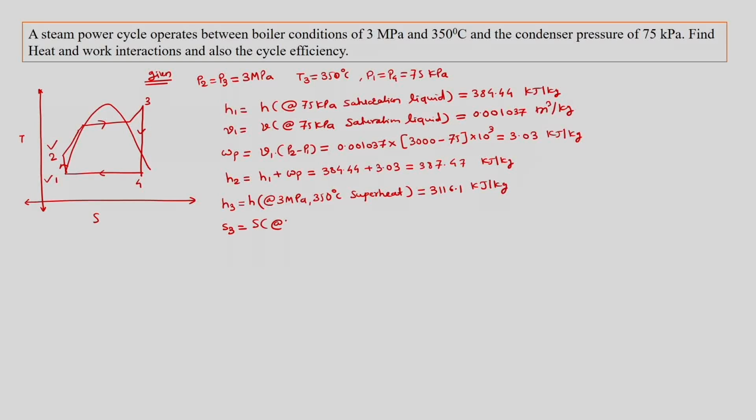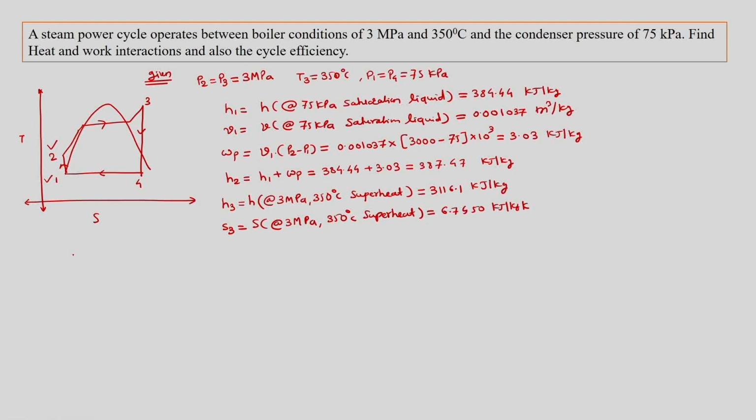There itself we will see entropy at state 3, and entropy at state 3 will again be at 3 megapascal, 350 degrees Celsius superheat, and then this we will have entropy as 6.7450 kilojoule per kg Kelvin.